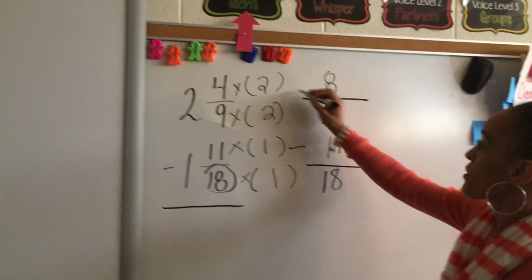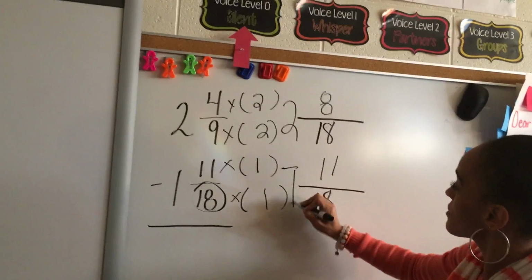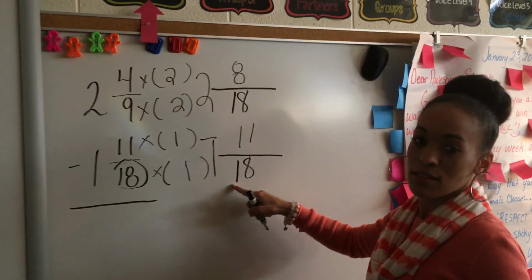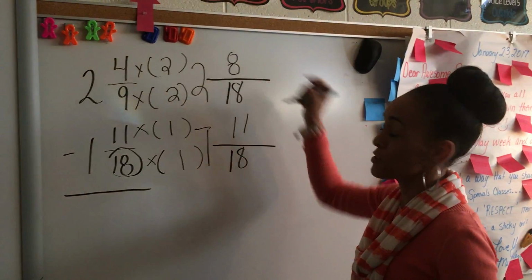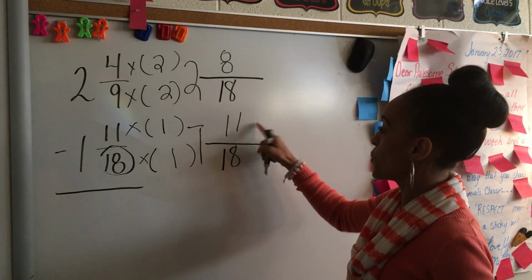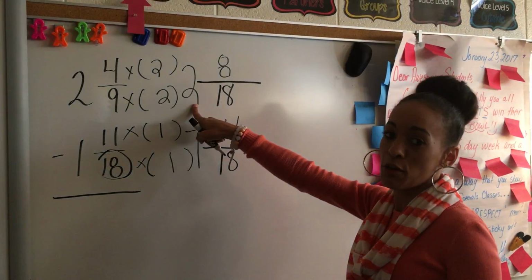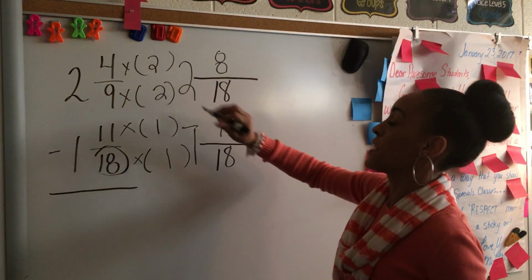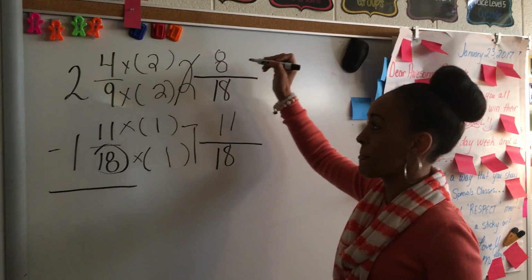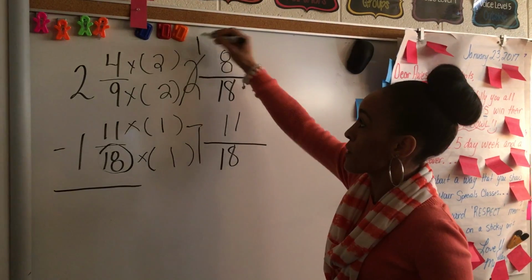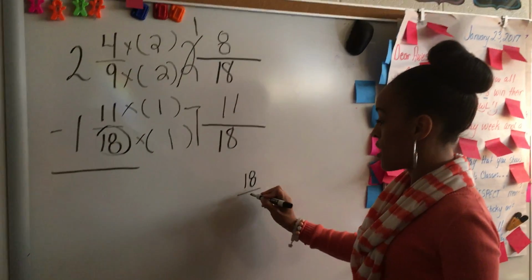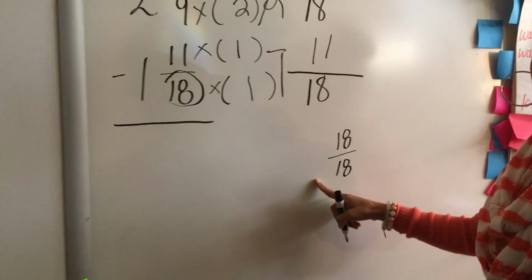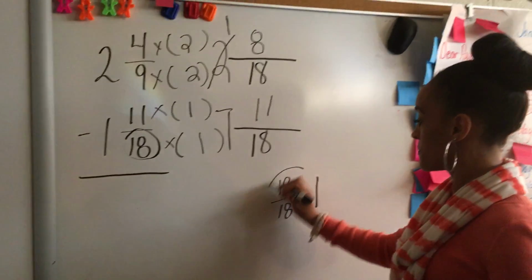Now this is a subtraction problem. We have to move over our whole numbers. So when I look at this, these fractions, you cannot subtract 11 from 8. So I have to regroup. So when I regroup a fraction, you have to borrow from your whole number. So if I borrow a whole from here, in fraction form, that 1 would equal 18 over 18. And we know that any fraction over itself equals 1.